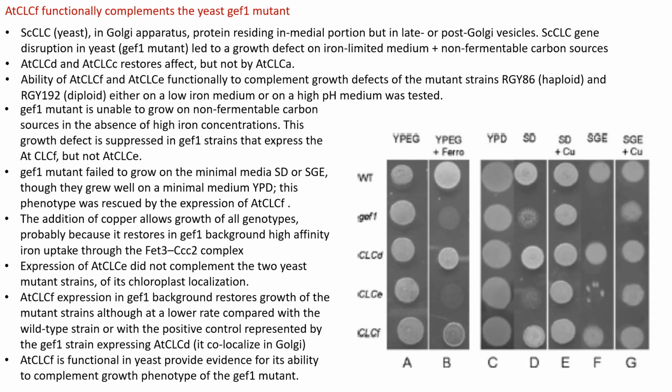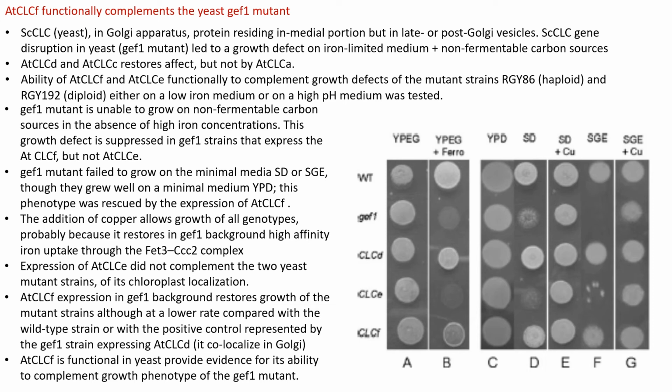Now coming to the functionality of this ATCLC-F protein. We know that this is present in the Golgi vesicles, but we don't know what its role is. In the case of the CLC proteins present in yeast, also known as ScCLC, there is a mutant variety that is defective in growth, generally in iron-limited medium or in minimal medium, and also if there are non-fermentable carbon sources.